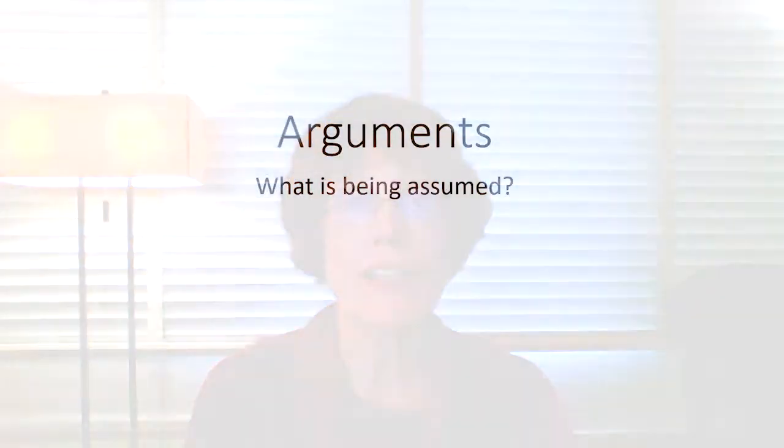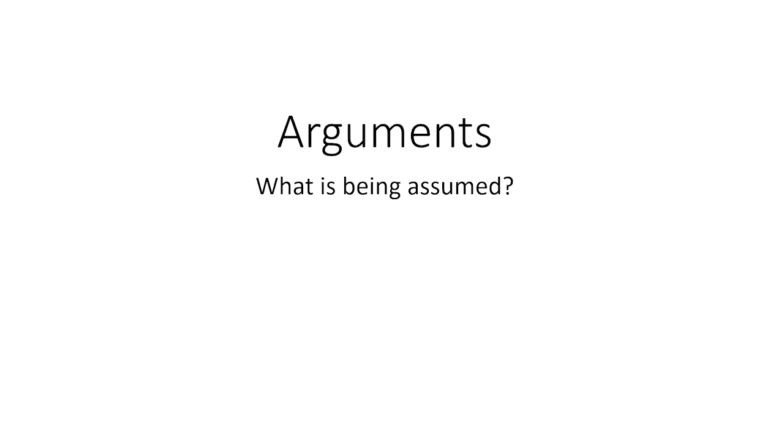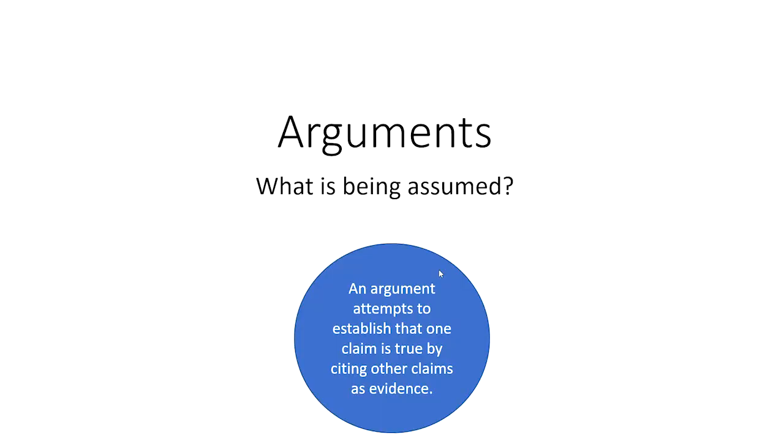And today, I would like to talk a little bit about arguments, and specifically, how we can determine what is being assumed or presupposed by an argument. But first of all, what's an argument? Well, in critical thinking, we don't consider arguments to be fights or disputes. Instead, we think about arguments as units of reasoning that are designed to establish that one claim is true by citing other claims as evidence, right? So they try to convince, they try to give good reasons to believe.